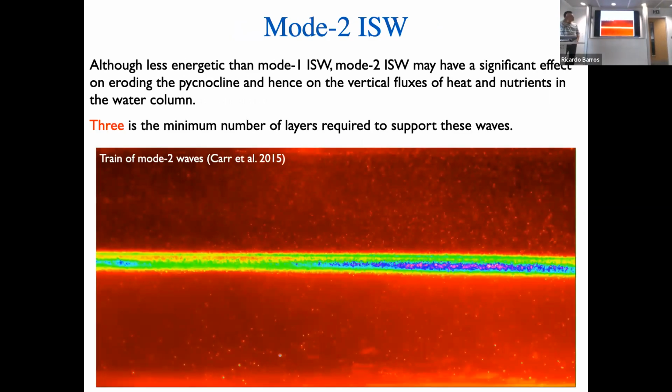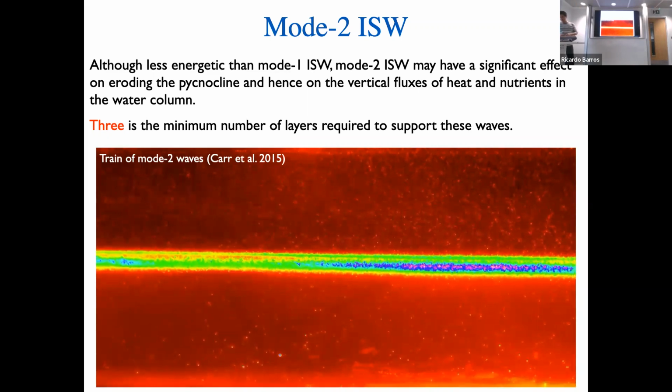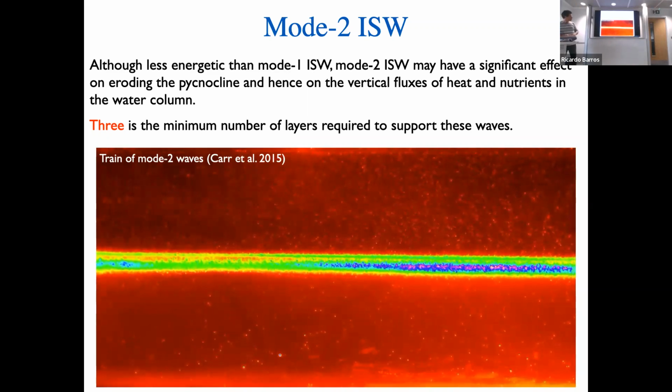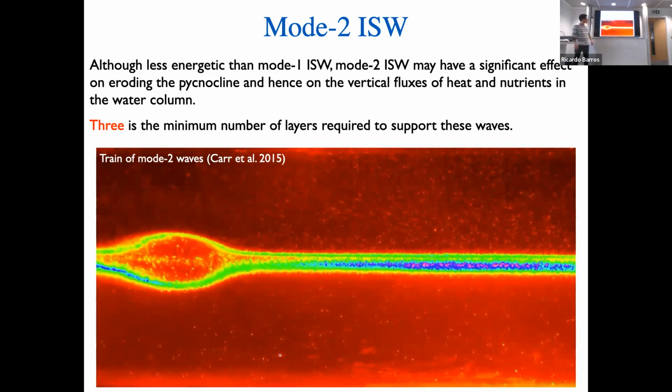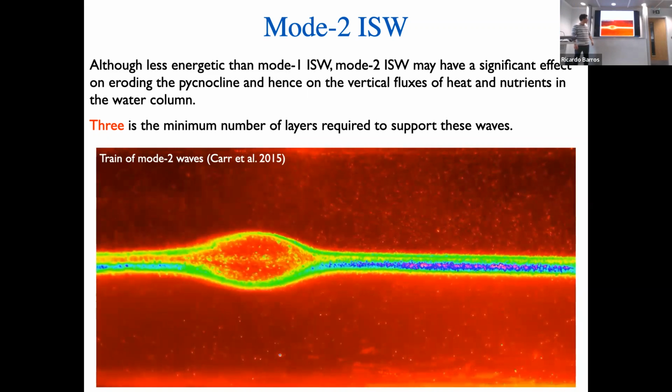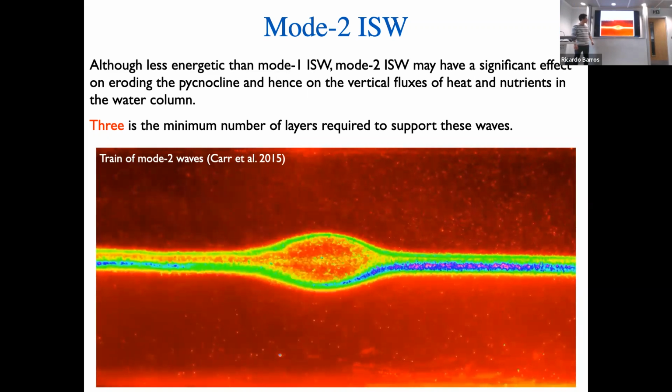And what I would like to focus on now is mode 2. Okay, so these are what we call the second baroclinic mode, okay? And so to capture the first baroclinic mode, you need at least 2 layers. To capture second baroclinic modes, if you want to use a layered model, you need at least 3 layers, okay? That's what we need. And here, this is an experiment made by Magna Carr. So here you have 1, 2, 3 layers, okay? And you see these bulges traveling around. And these are what we call the second baroclinic mode waves, okay?